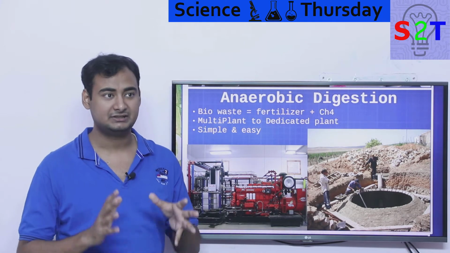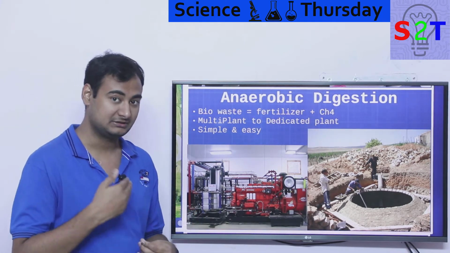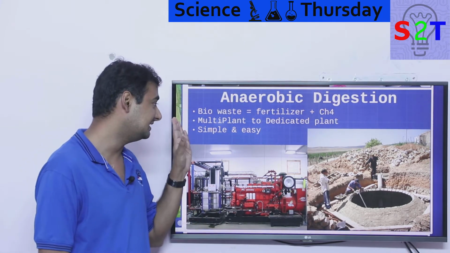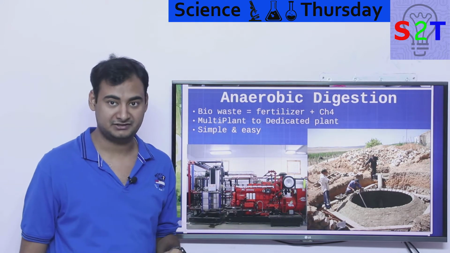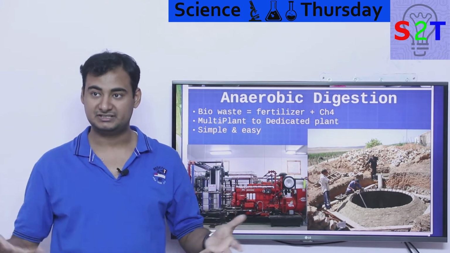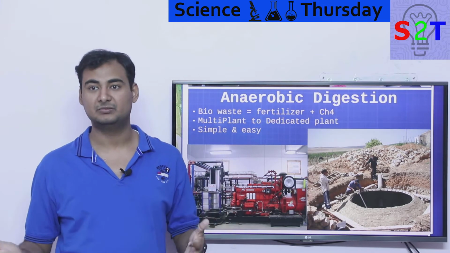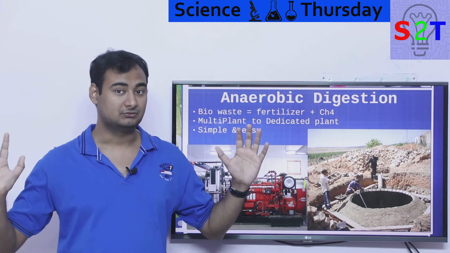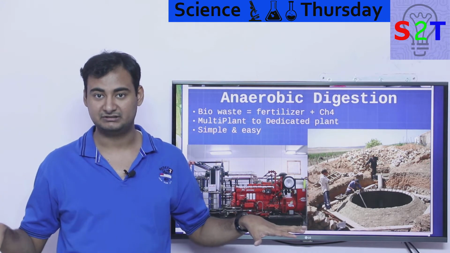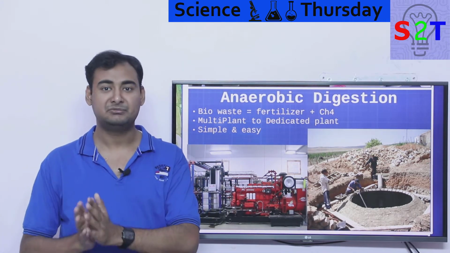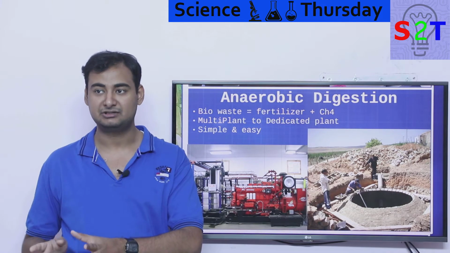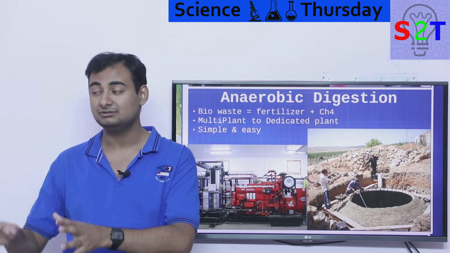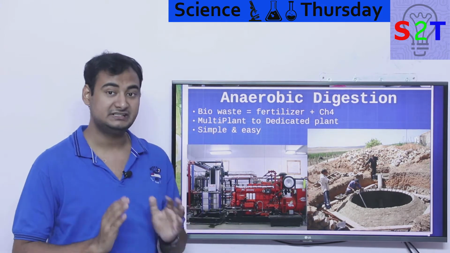So for a biodigester, you want a dedicated plant. Somebody came up with a very ingenious idea: create a multi-plant to dedicated plant system. A big city like New York or Delhi or Mumbai will have multiple sewage treatment plants, sometimes hundreds. So their biomaterial collection department will just collect the biomaterial, not try to filter it or do anything extra, just remove the water from it as much as you can, and then send the sludge to one dedicated plant.